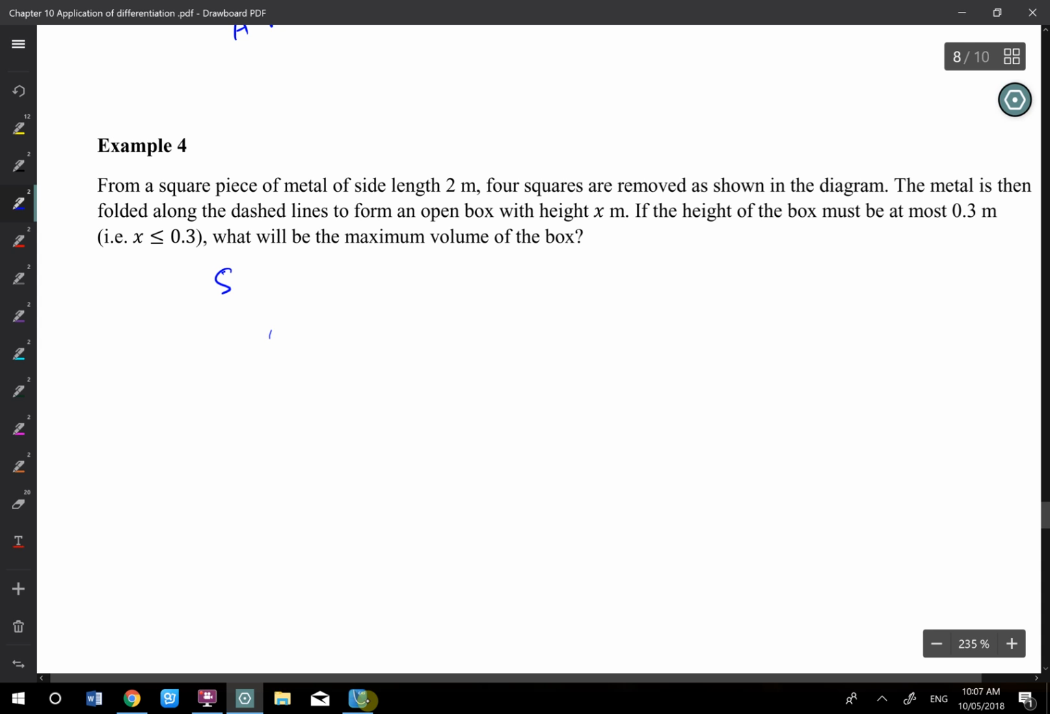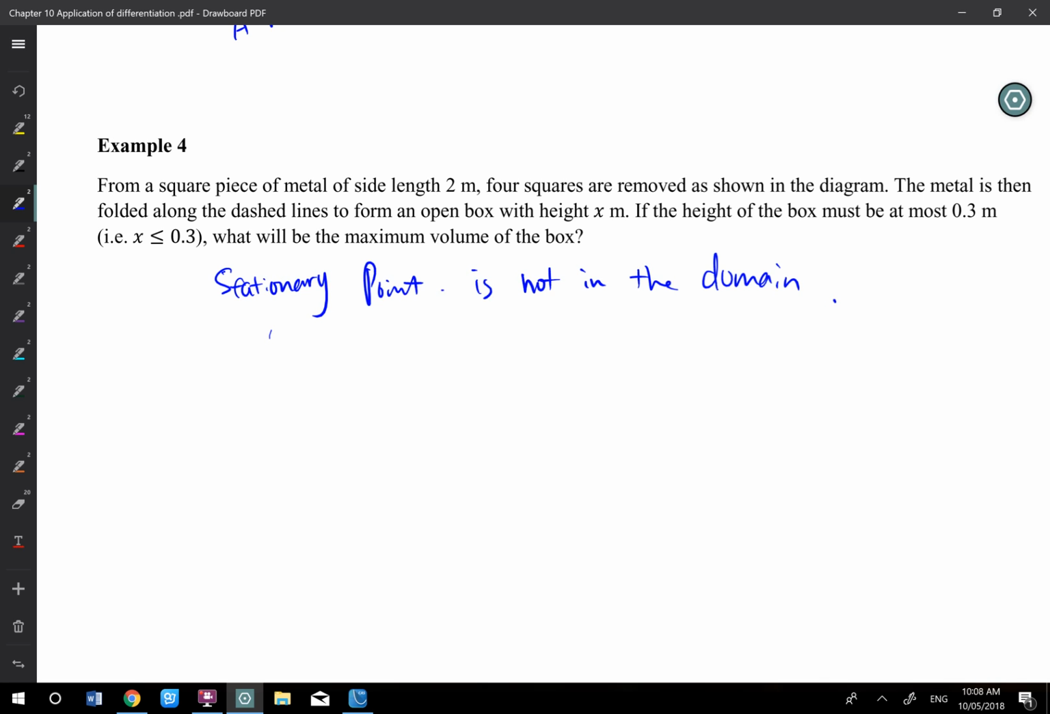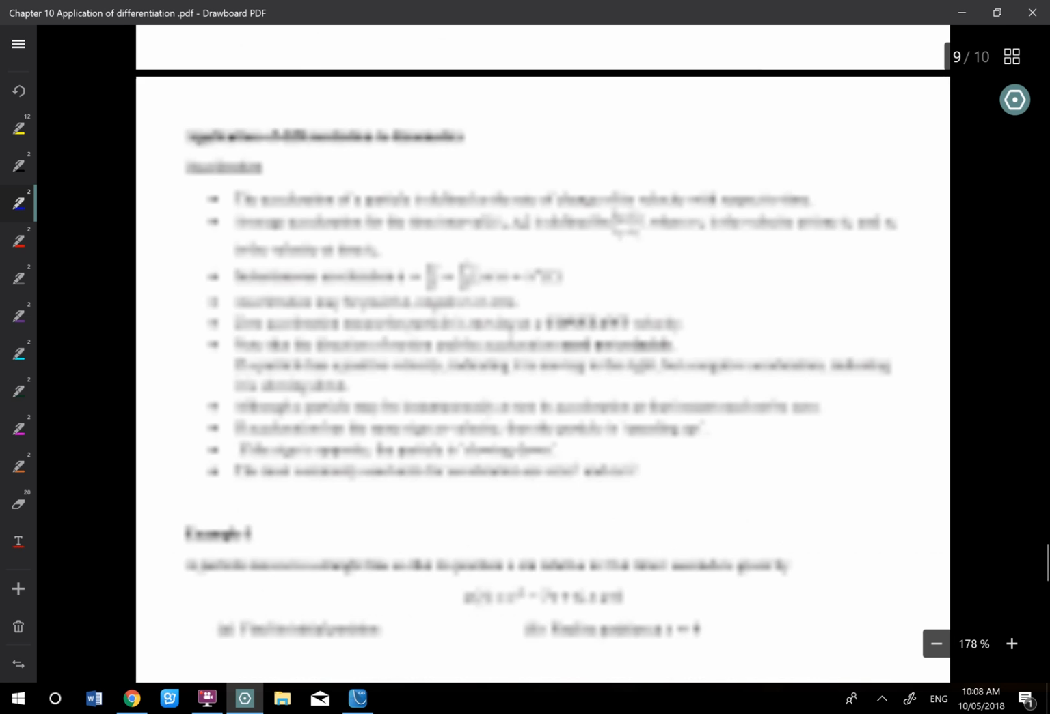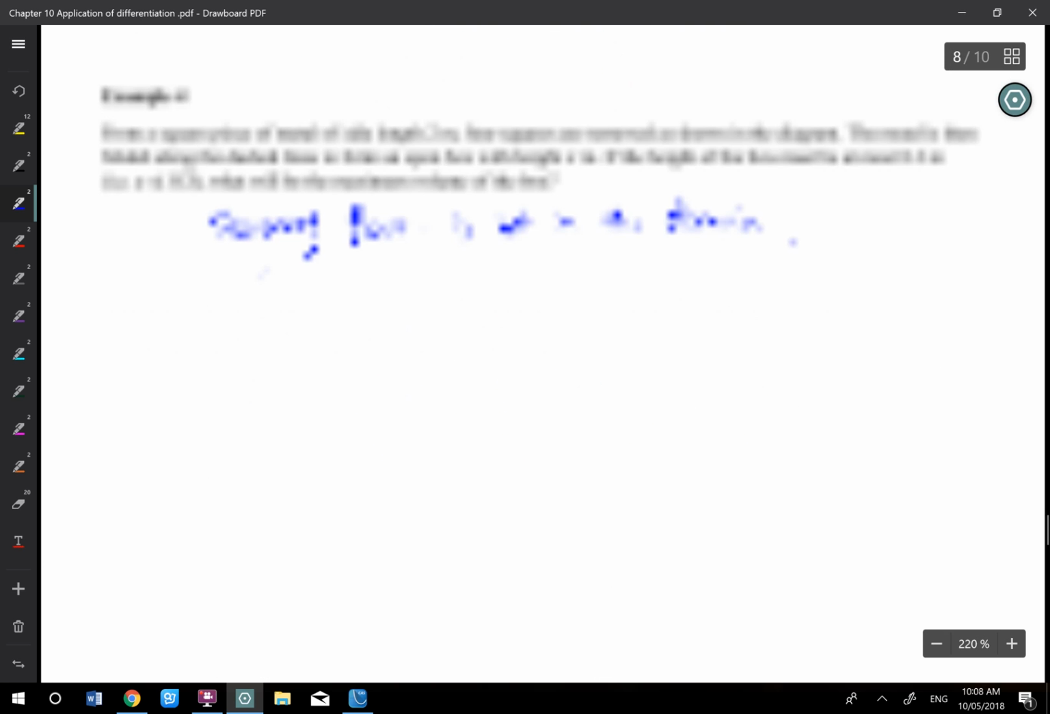Sometimes the stationary point is not in the domain. It goes out of the domain. This question is that type. You can see the stationary point goes out of the domain, which means you need to figure out what your maximum is. Your endpoint might be your maximum now. So you don't even have a turning point in the graph. You can try this question now and do revisions. Tomorrow we talk about something about motion a little bit, and that's it.